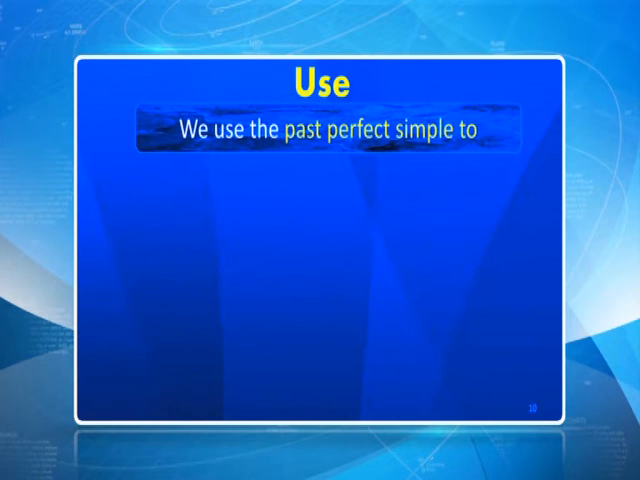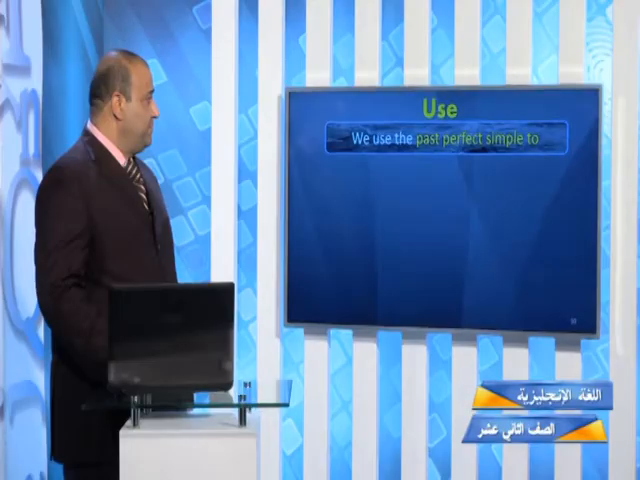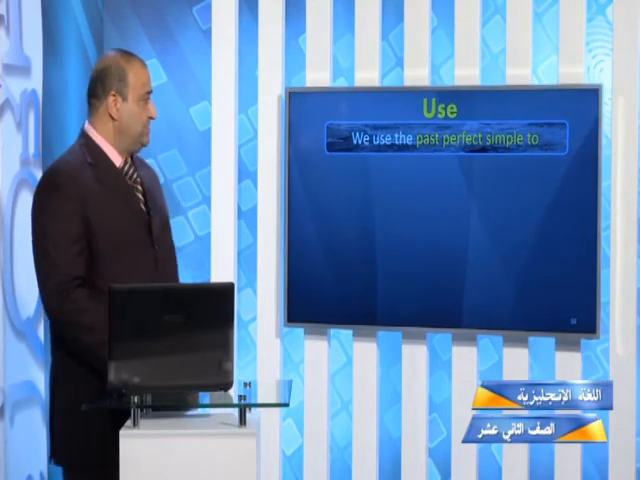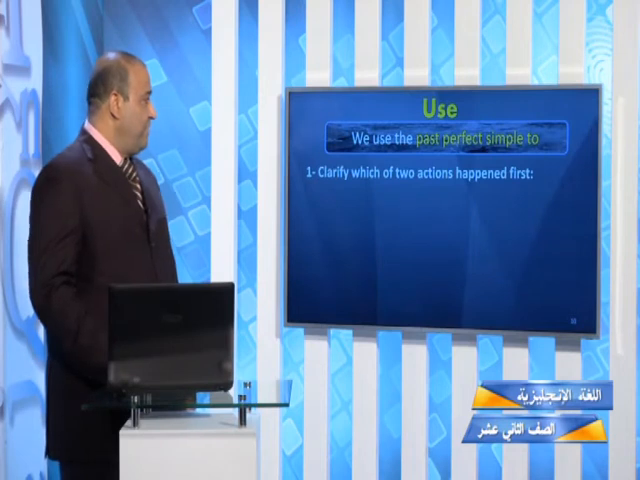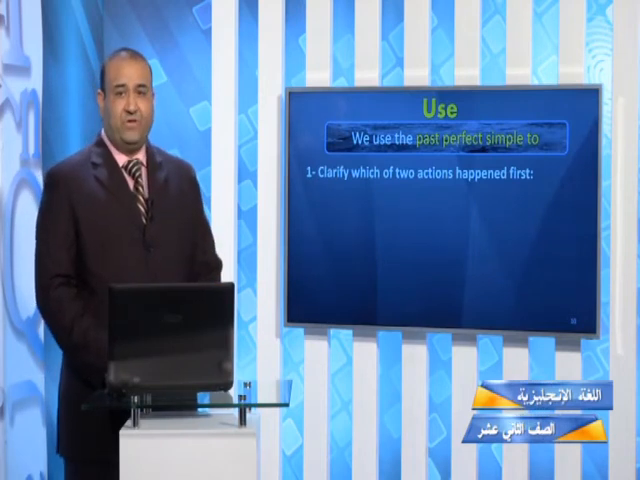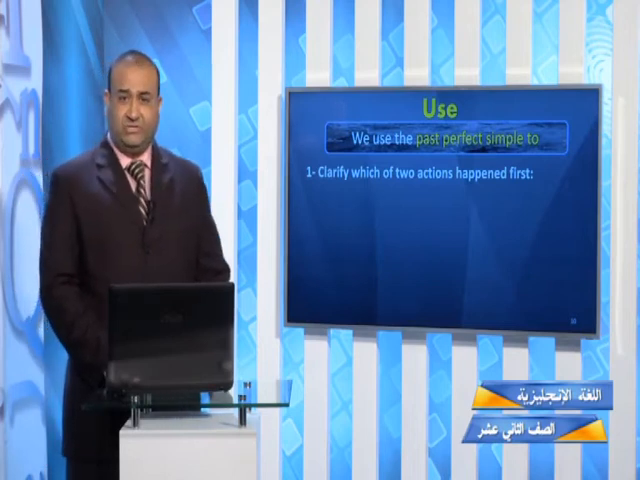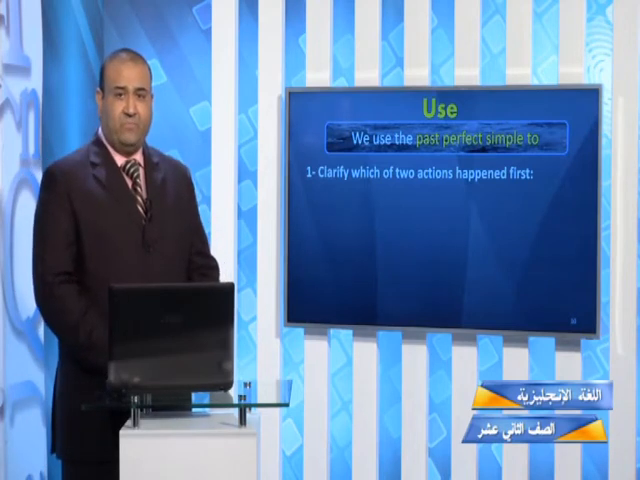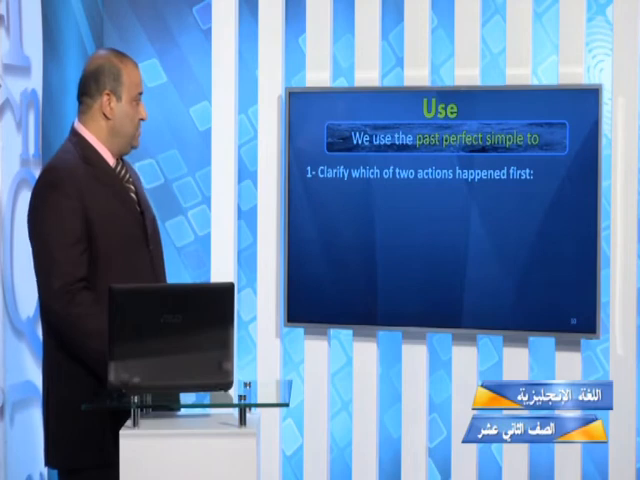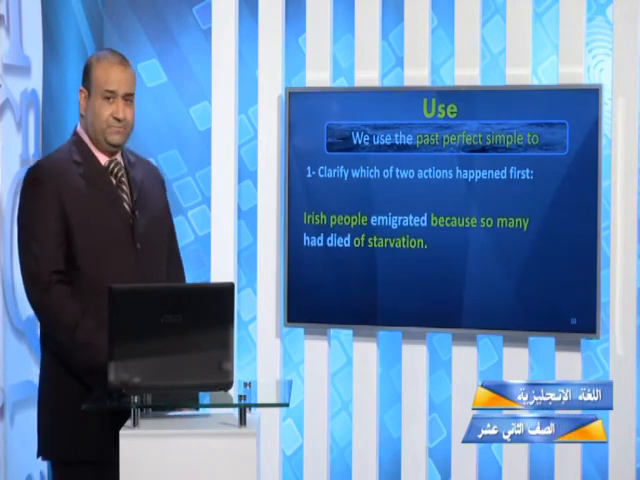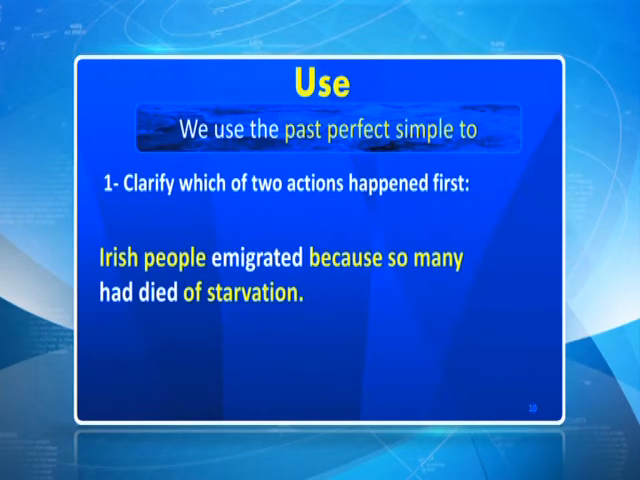Now let's talk about the use after talking about the form. We use the past perfect simple to clarify which of 2 actions happened first. So it connotes here in this sentence that we have 2 actions, 1 action happening before another action. This is an example. Irish people emigrated because so many had died of starvation.